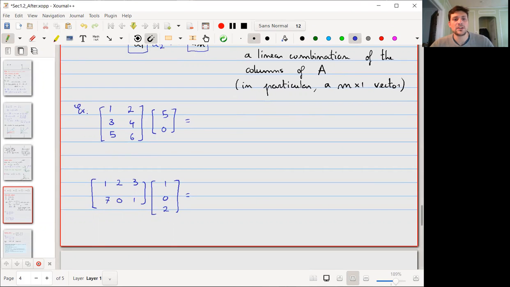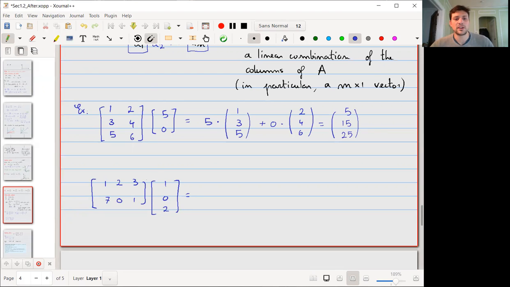What I want to do here is multiply this 3 by 2 matrix by a vector with 2 entries. By definition, that will be 5, which is the first entry of the vector, times the first column of the matrix, plus 0 times the second column of the matrix, 2, 4, and 6. Well, multiplying by 0 gives me the 0 vector, so the end result of this will be 5, 15, 25.